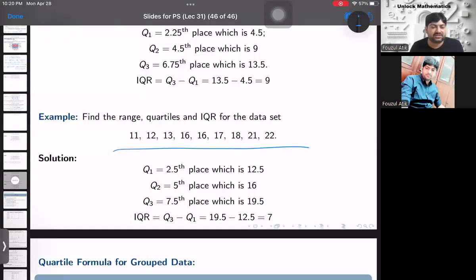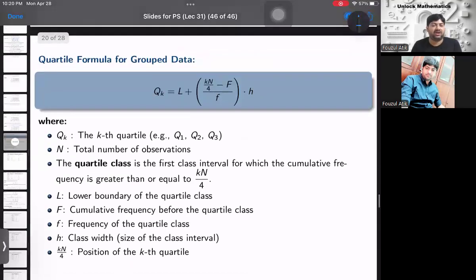For the ungrouped data we discussed. Now there is a natural question. What if you have grouped data? How to find the quartiles? Now for grouped data, the quartile formula is this one, that Qk is equal to L plus (kN/4 minus capital F) by small f into H.